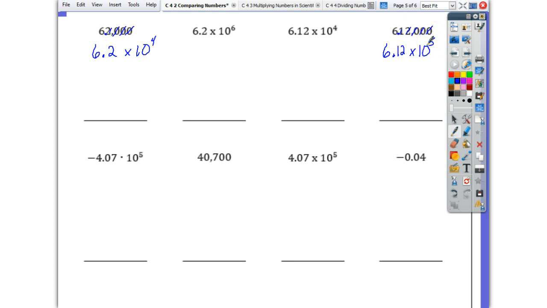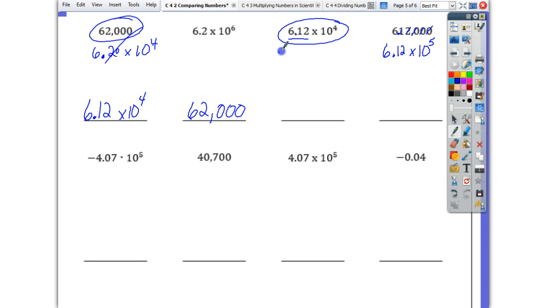Okay, now we can look at our exponents. We've got a 4, a 6, a 4, and a 5. So we know that the smallest ones are going to be these 2, right here. Now you ask yourself what's smaller. They're all positive, so which is smaller, 6.2 or 6.12? 6.12 is smaller than 6.20, times 10 to the 4th. So then we put our original, 62,000, next. So those are done. Now here, 5 and 6, which is smaller? The 5.